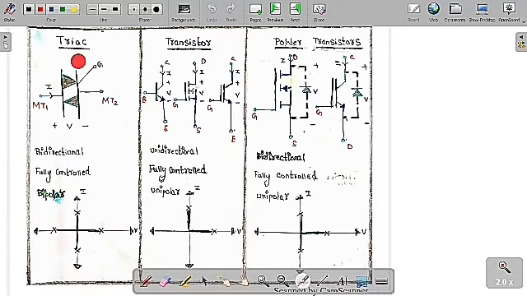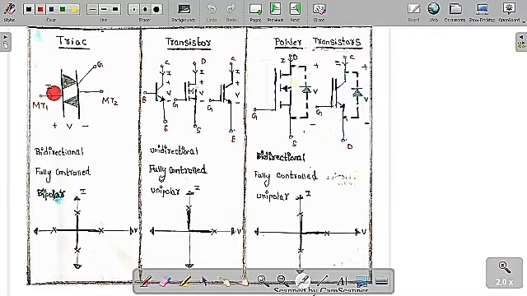See now, TRIAC. A TRIAC is nothing but a combination of two anti-parallel SCRs. We are going to call it the TRIAC. Therefore, this is called main terminal 1 and main terminal 2, because we don't know where the anode and where the cathode is. Because of this only, we call them main terminal 1 and main terminal 2, and this is the gate.